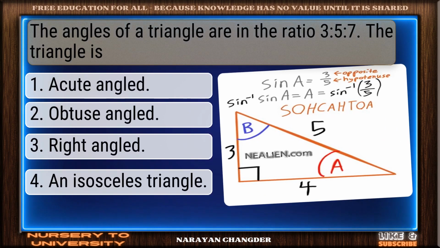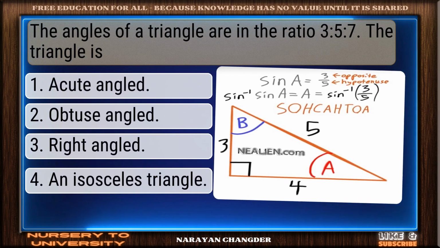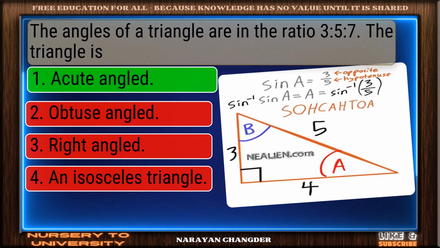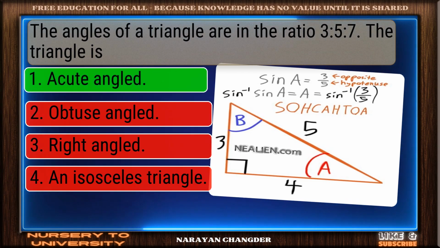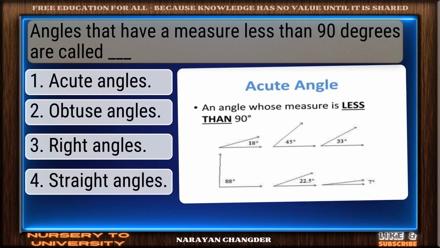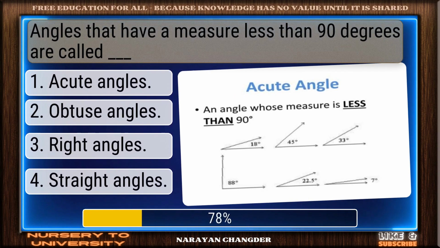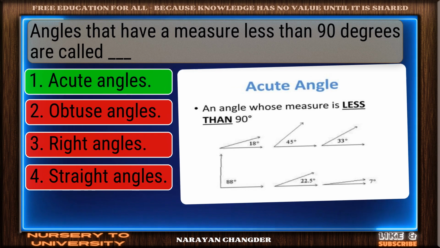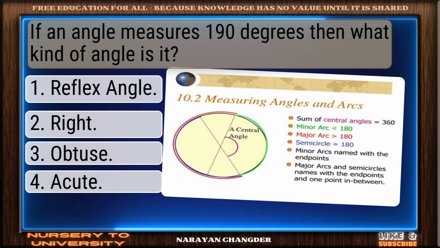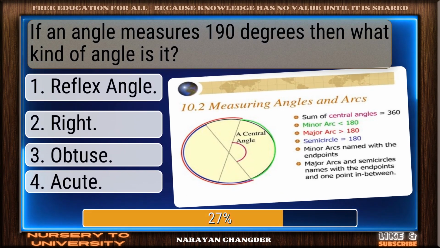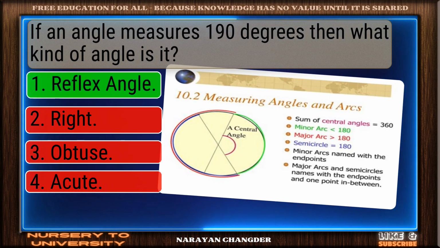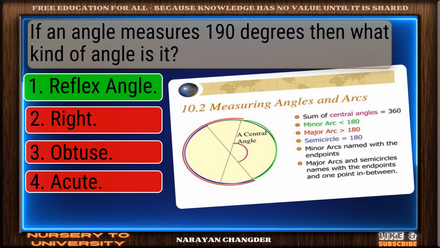Question number 115. The angles of a triangle are in the ratio 3:5:7. The triangle is? Good thinking. Acute angled is the right answer. Question number 116. Angles that have a measure less than 90 degrees are called dash. Valid point. Acute angles is true. Question number 117. If an angle measures 190 degrees, then what kind of angle is it? Clear logic. Your choice reflex angle is sound and 100% true.